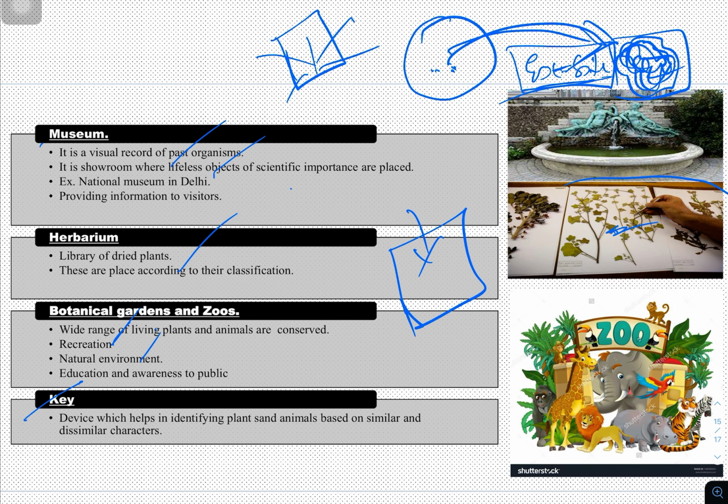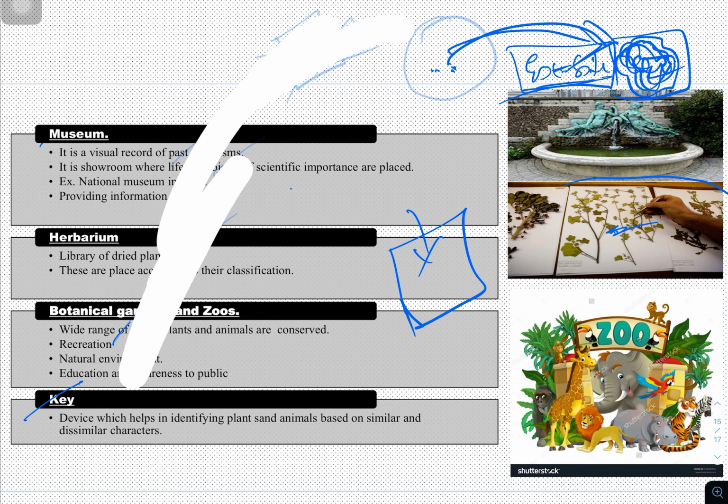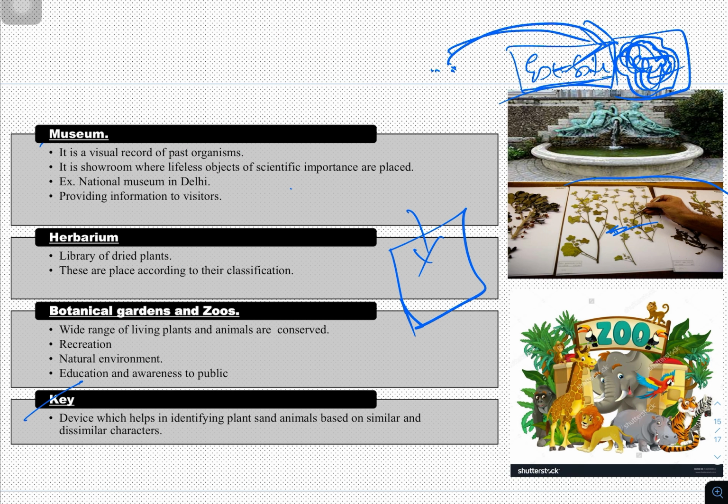It is a natural environment, right? It is a place where living organisms are placed, hence it acts as a natural environment. It is not a man-made environment, it is a natural environment. And it also provides education and awareness to the public. All the visitors who visit the place get education and also awareness.